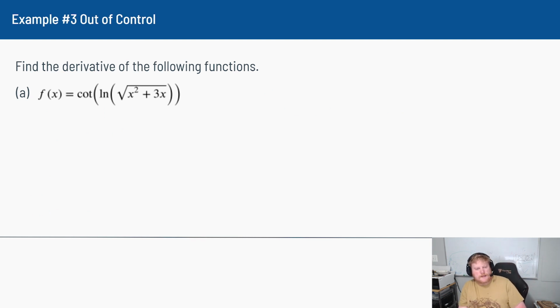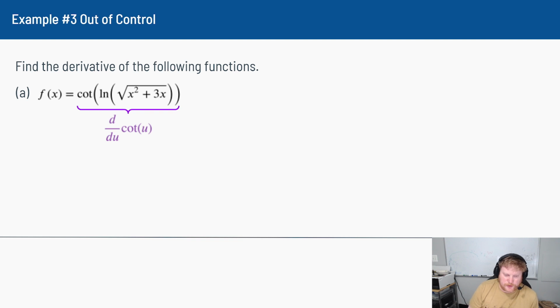Okay. In this last example, I wanted to show an example of where the chain rule can happen multiple times. So we have a chain rule inside of a chain rule inside of a chain rule inside of a chain rule. Here we have the cotangent of the natural log of the square root of x squared plus 3. So anytime I said the word of, there's going to be a chain rule, because I'm signifying that there is a function with something plugged into it.